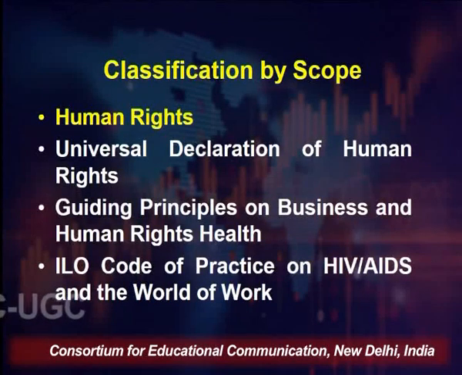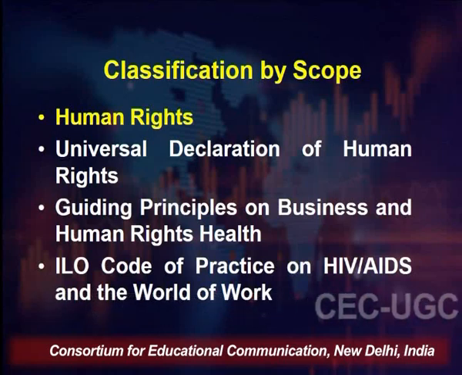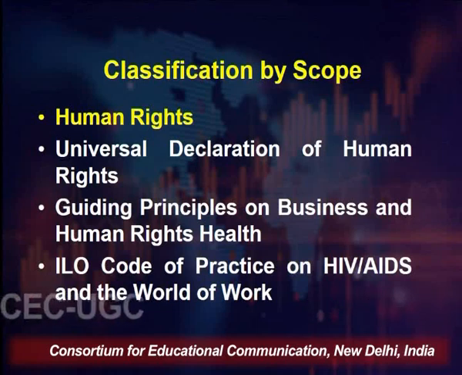If you take human rights, you have the Universal Declaration of Human Rights. You have the Guiding Principles on Business and Human Rights. On health, you can have the ILO Code of Practice on HIV and the World of Work. So what I wanted to indicate here is that you can have different bases, different grounds on the basis of which we can classify these standards.